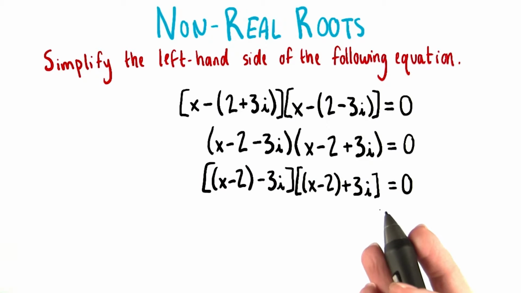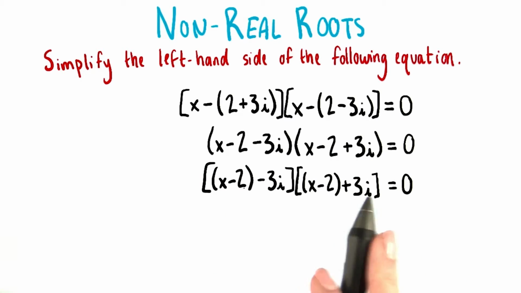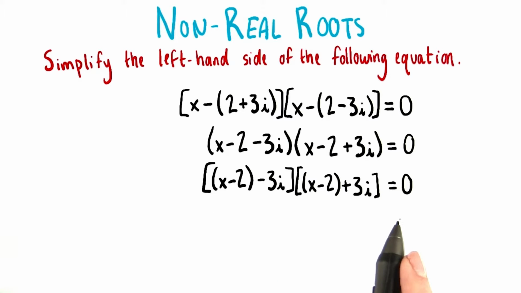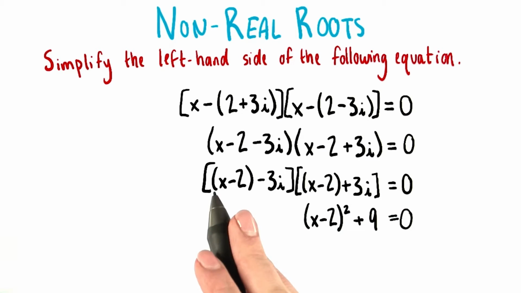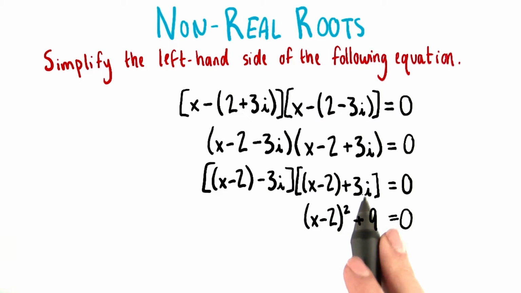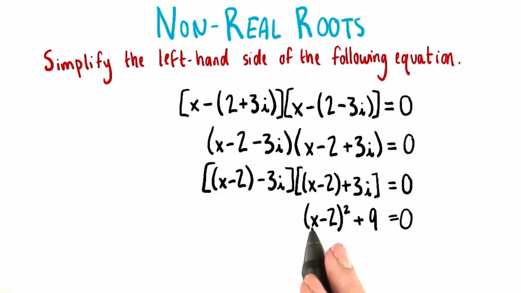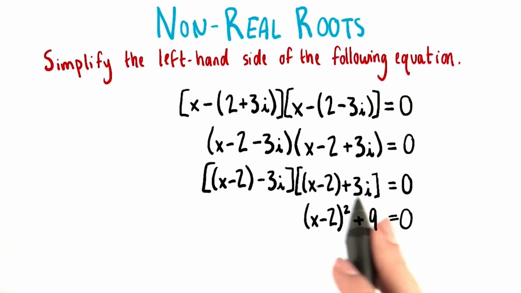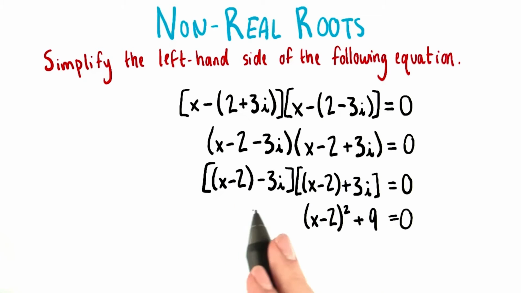At this point, we can recognize that we're going to end up with a difference of 2 squares as our final polynomial. Let's see that happen. Since we have an x minus 2 in both of these expressions, and then opposite signs of negative 3i and positive 3i here, we end up with x minus 2 squared plus 9. Notice I've already multiplied the i's together and switched the sign.